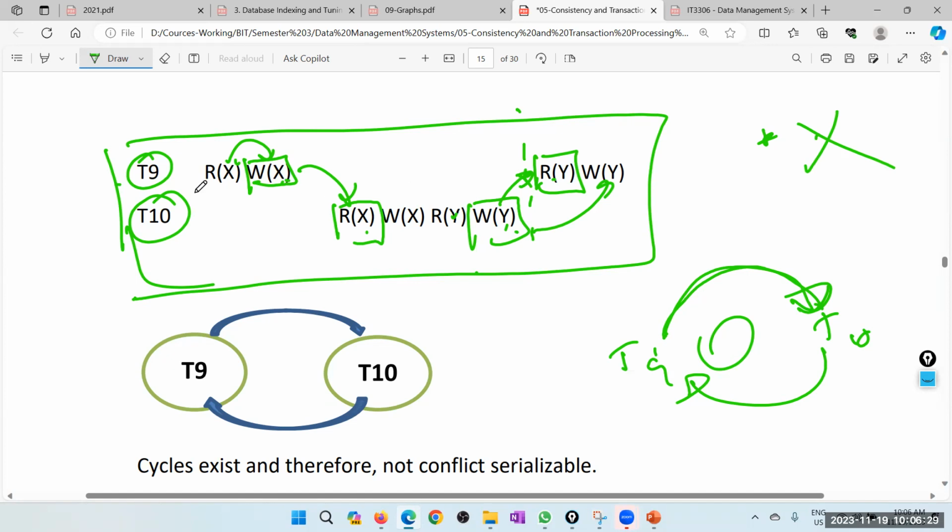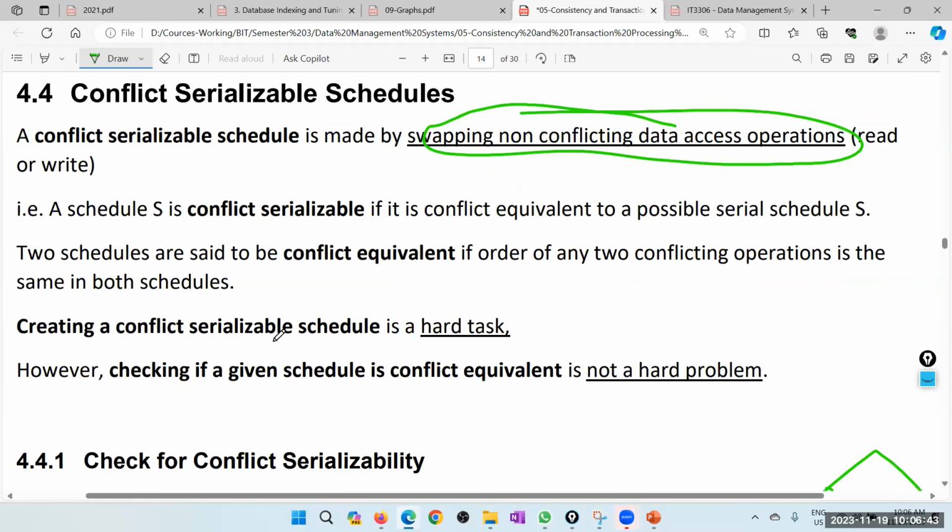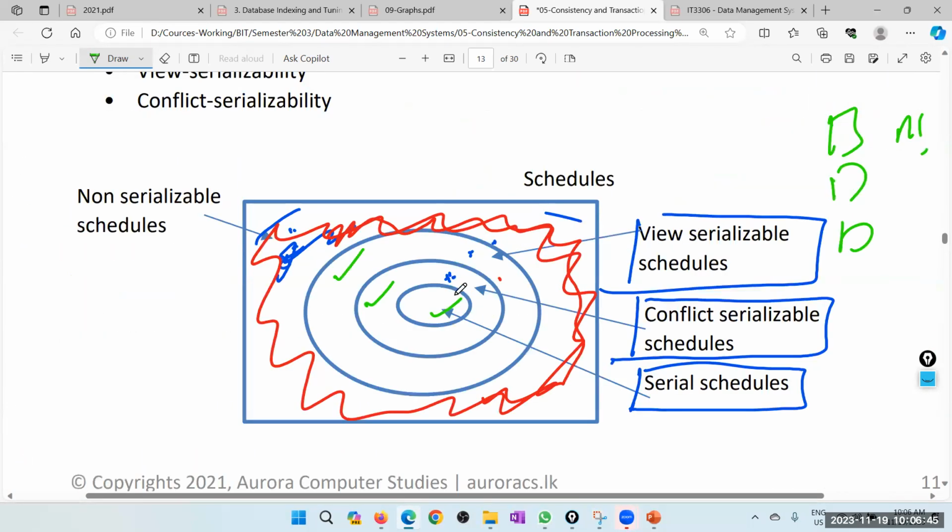So this is not serial, obviously. And also, this is not conflict serializable because there are cycles. But it doesn't mean that this is invalid. Why? Because what we said is it is not serial and it is not conflict serializable. That means it is not here, it is not here. But still it might be view serializable. Still we have not checked it.